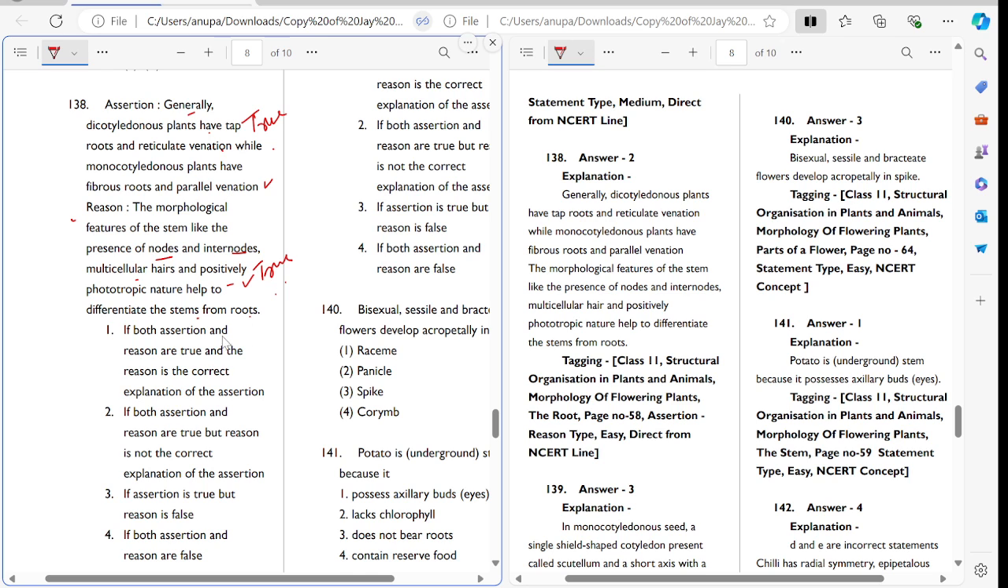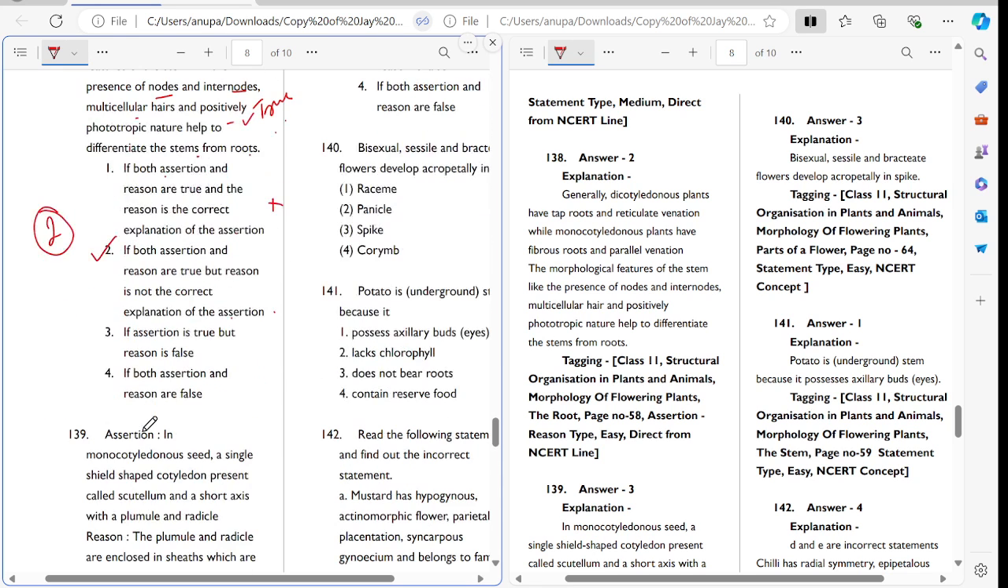So let's check the options. In the first option, it is written if both assertion and reason are true and the reason is the correct explanation of the assertion. This is wrong because reason does not explain the assertion. The second option is if both assertion and reason are true, but reason is not the correct explanation of the assertion. So this option is right. Here, assertion and reason both are true, but reason does not explain the assertion. So the answer for this question will be option number 2.